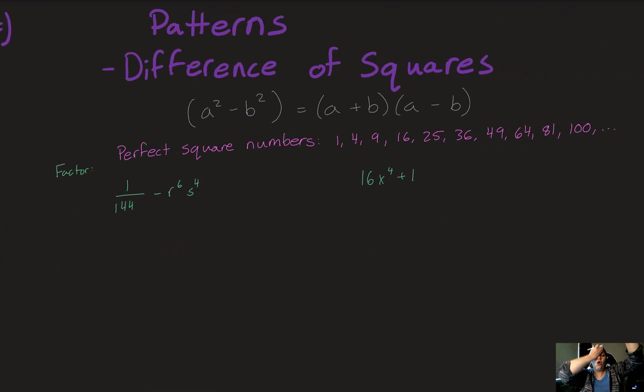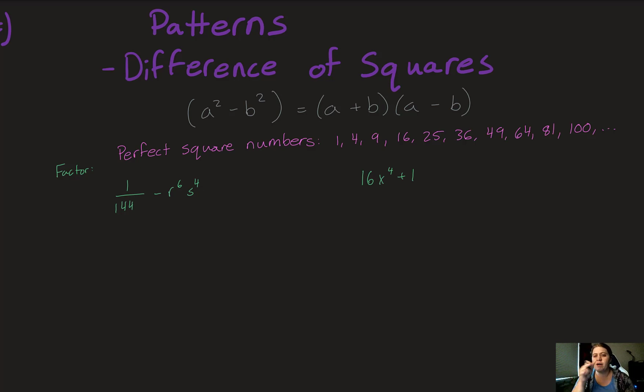Our biggest column is the patterns. So what are the different patterns that we can use when we are talking about factoring? So our first pattern is a difference of squares. And the difference of squares is where we have something squared minus something else squared. We can factor that into a plus b in one set of parentheses, and then in the other set of parentheses, a minus b.